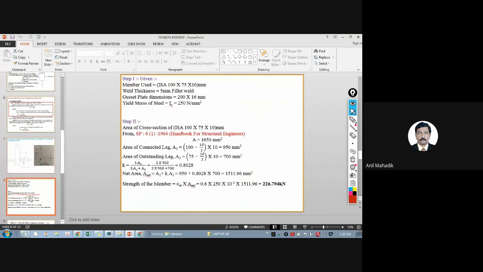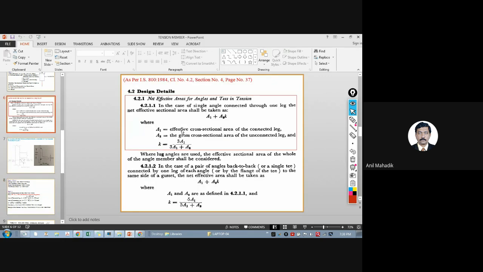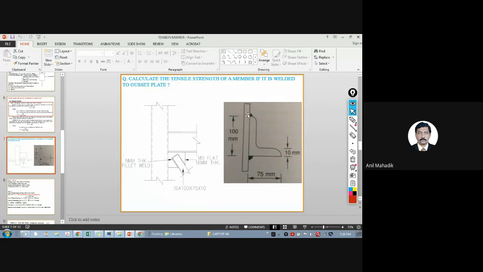Now if you go here, what angle are we using? 100 by 75 by 10. Okay, and all other dimensions are given. So A1 is the effective cross-sectional area of the connected leg, and A2 is the gross cross-sectional area of the unconnected leg. Connected and unconnected. So who is connected here? This one is connected to the gusset plate, and this is the outstanding leg, which is not connected directly. Means fully not connected, we can say.